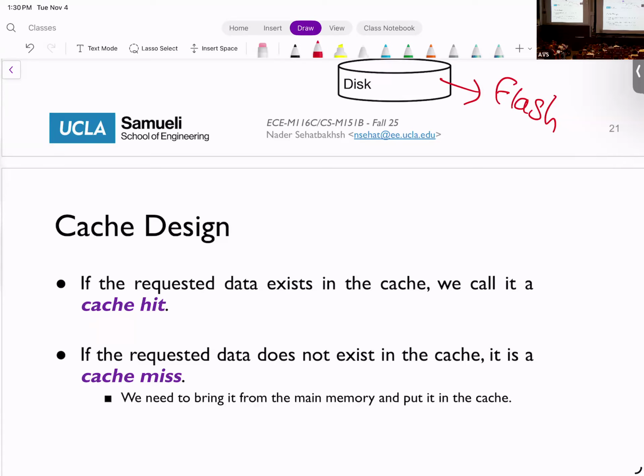When we don't have that data, it's called a miss. That means that the CPU requested that address, but that address is not available in the cache, or in a different level of cache, or in the main memory. This is called a cache miss. If the data is there in the cache, we call it a cache hit. Later, I'm going to talk about how we check the availability of the data. But obviously, since the cache is much smaller, you have a cache miss and a cache hit.